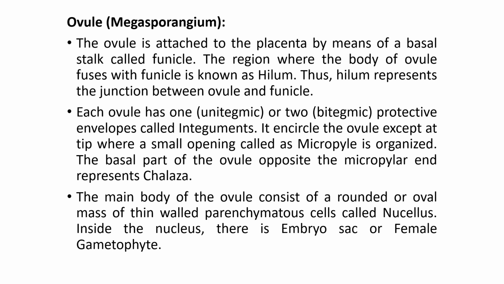Ovule or megasporangium. The ovule is attached to the placenta by means of a basal stalk called the funicle. The region where the body of the ovule fuses with the funicle is known as the hilum. Thus, the hilum represents the junction between the ovule and the funicle. Each ovule has one or two protective envelopes called integuments.